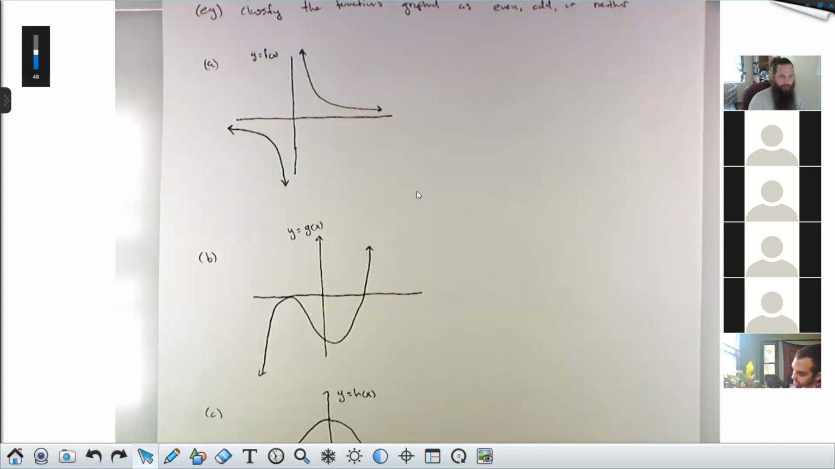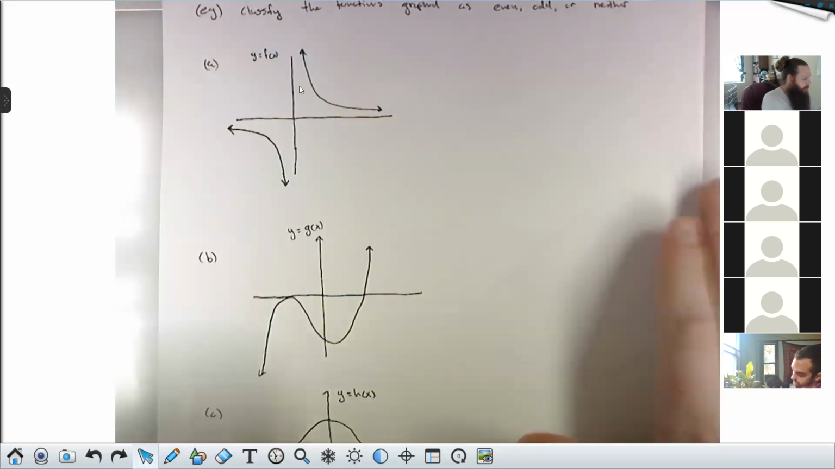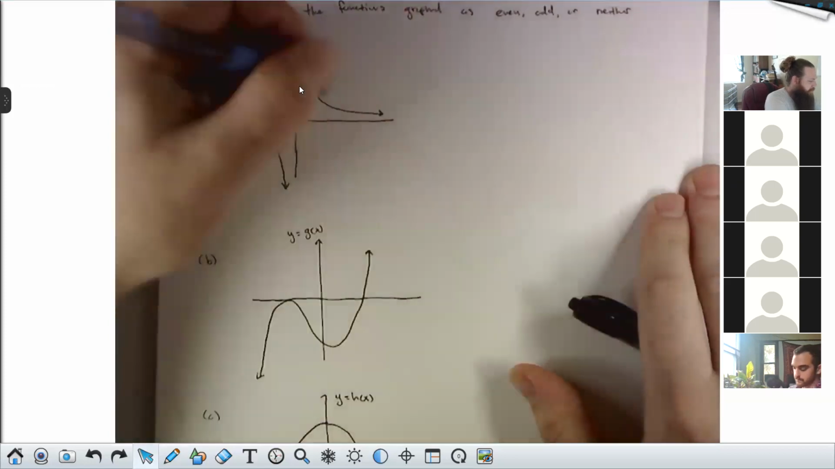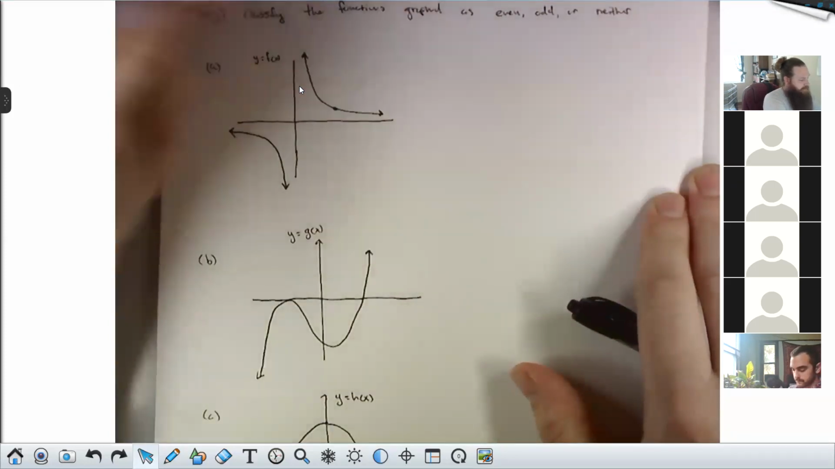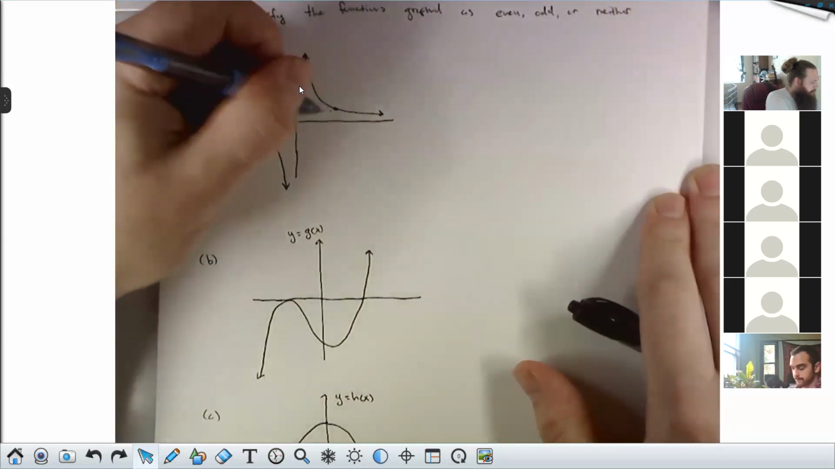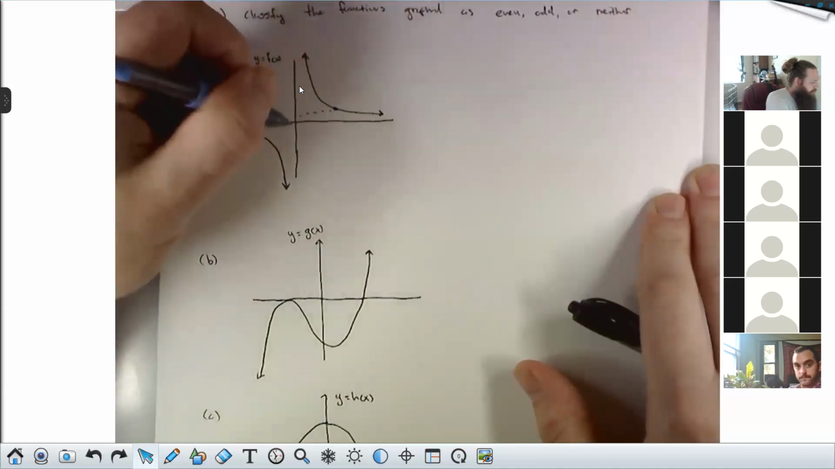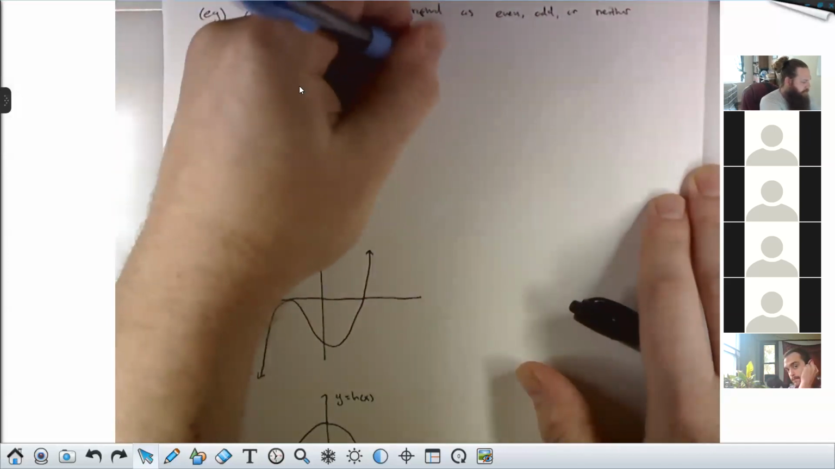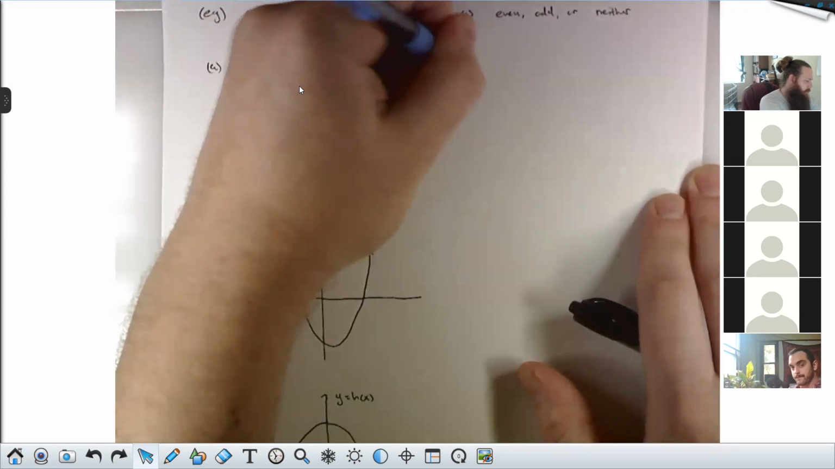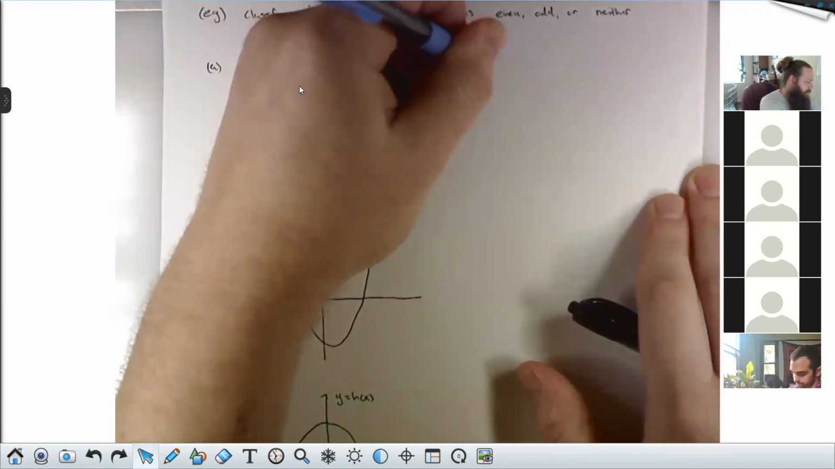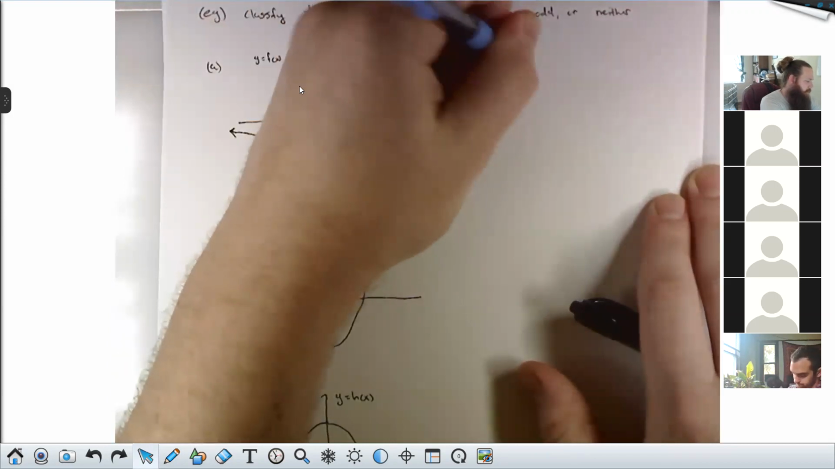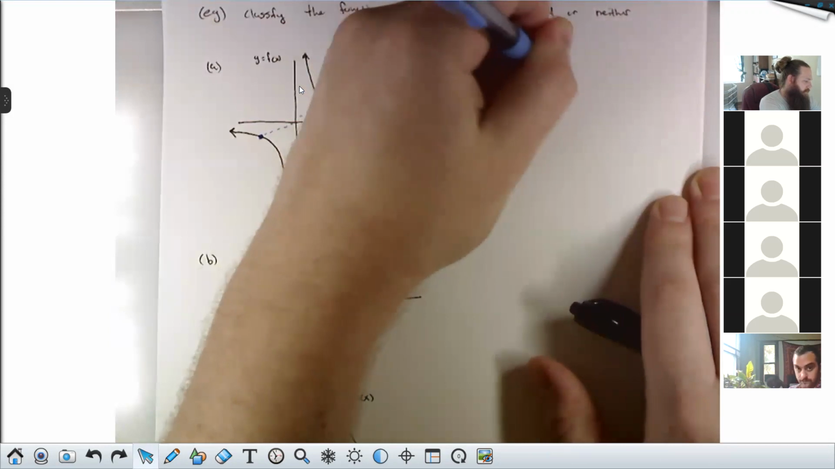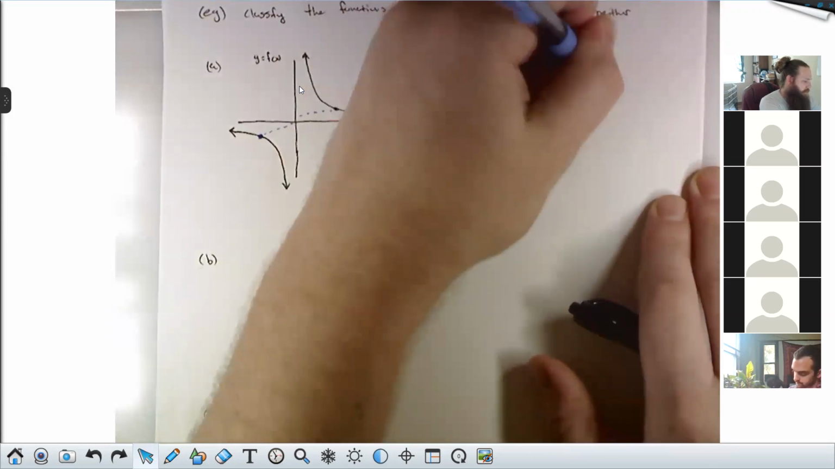Odd. Very good, this is an odd function. If you take a point on this graph, say over here, and you reflect it through the origin, you get another point on that graph. Origin symmetry implies that this function, which I've called f of x, is an odd function.